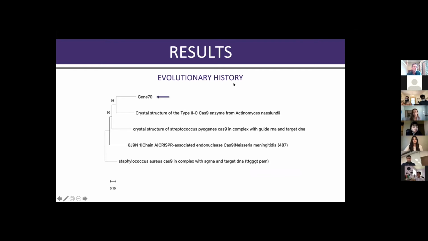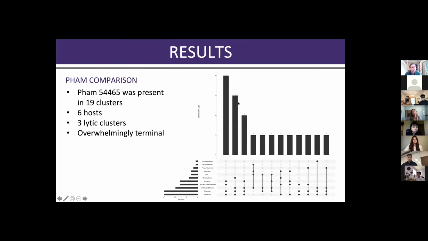We conducted evolutionary analyses in MegaX using the p-value method and bootstrap test. This revealed that the nearest evolutionary neighbor that we tested to Indilu 70 was a Cas9 protein found in A. nislundii, which makes sense because we're testing Actinomyces bacteria. PhagesDB identified gene 70 as belonging to FAM 54465. Review of this FAM revealed 19 clusters in which this gene was present.